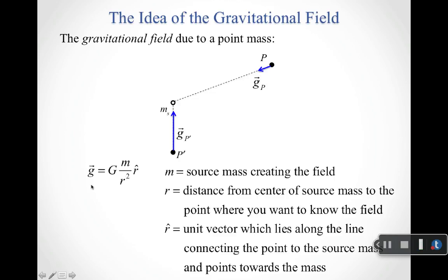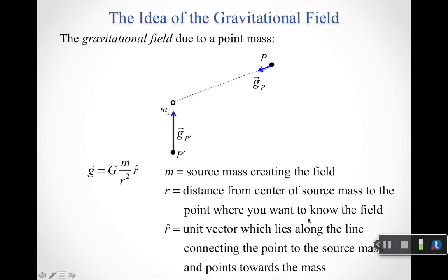Right? So the way that we're going to calculate the gravitational field due to a point mass is going to be given by this expression. The big difference between this expression and our universal law of gravitation is that the universal law of gravitation was a force, and so it cared about two masses. The gravitational field only cares about one. It cares about what the source mass is, not the test mass that you might put at point P to feel some force. So here m is the mass, that's our source mass creating the field.